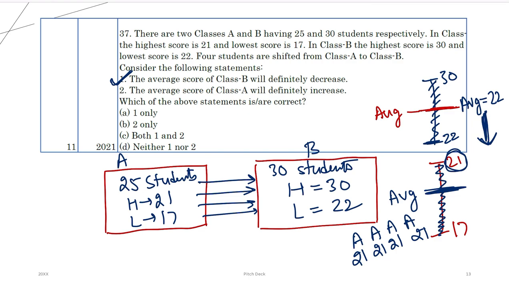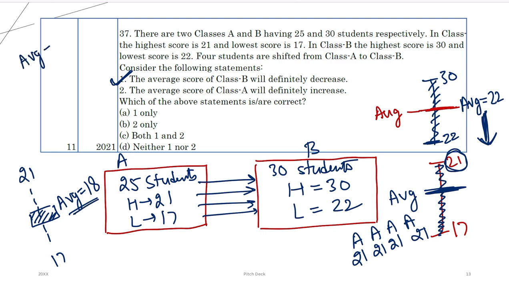Now let's look at class A. We know that the highest is 21 and the lowest is 17, right? Now four students have left the class, right? Now suppose the average is 18 in class A.